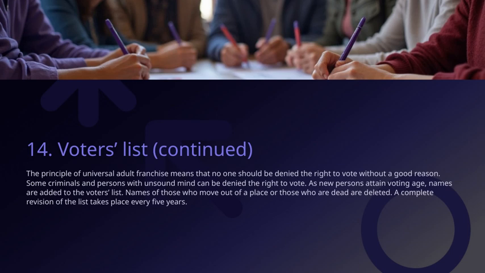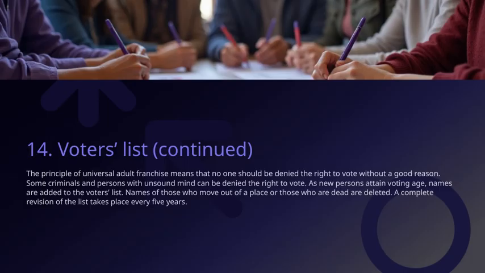Of course, there are some exceptions, like certain criminals or individuals with unsound minds, who can be denied this right if necessary. As new people reach voting age, their names are added to the list. On the other hand, if someone moves away or sadly passes away, their name is removed from the list. This process helps keep the voters list accurate and up to date.